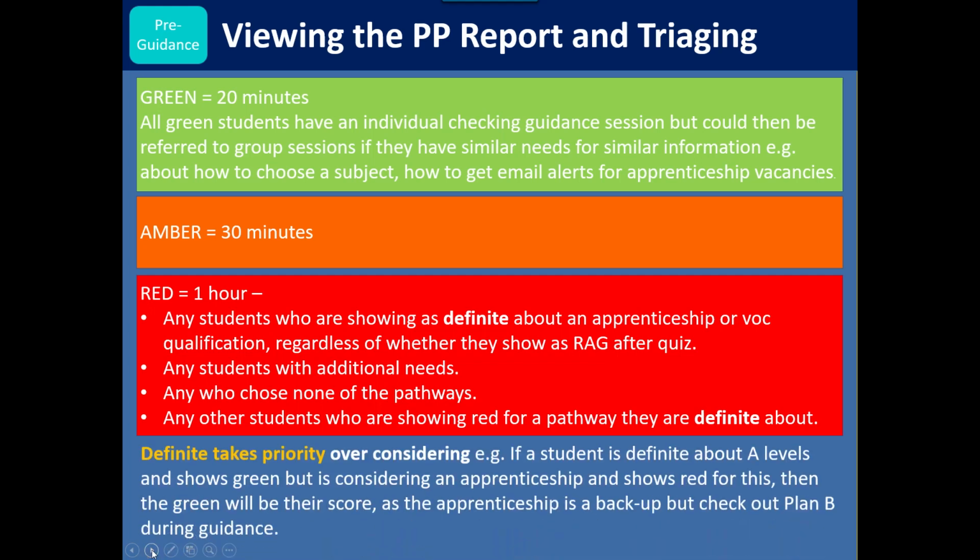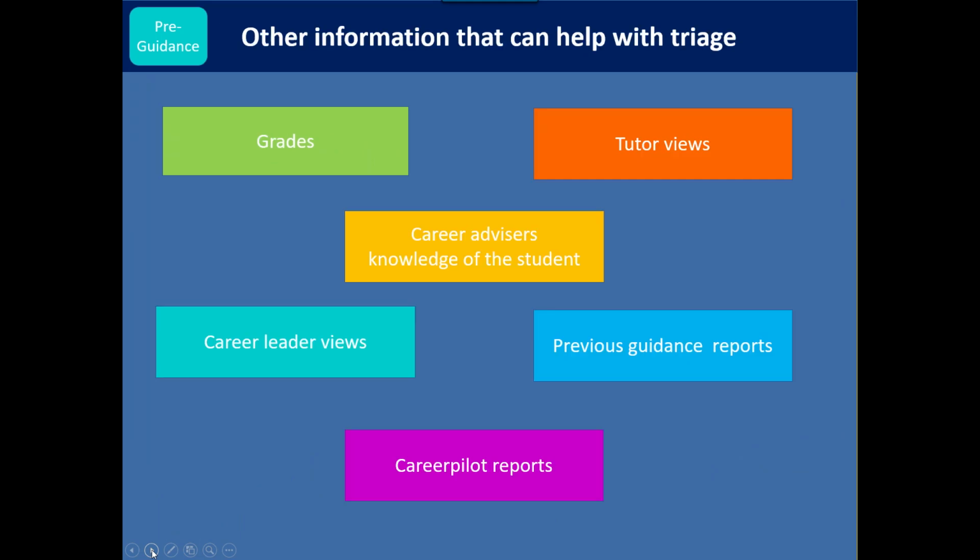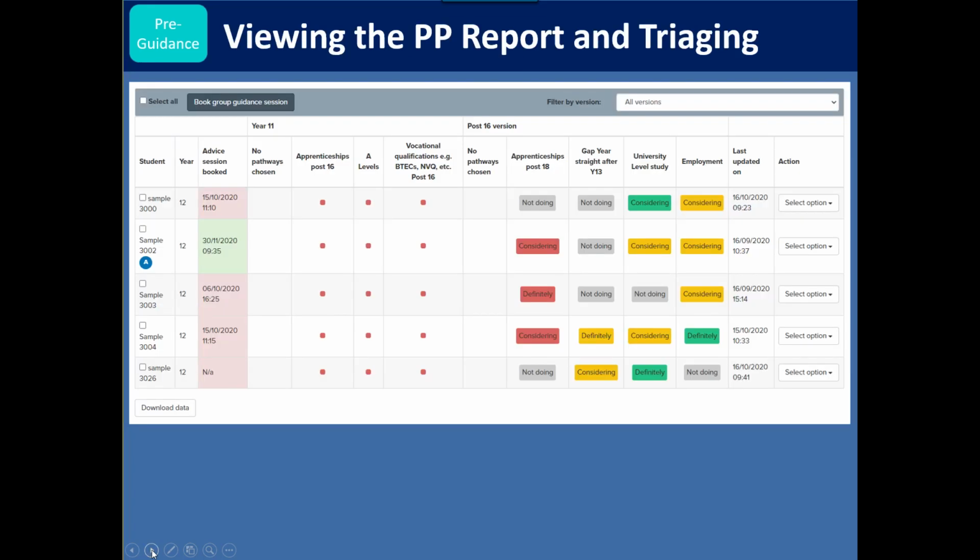And just to reinforce, that definite is top trumps and takes priority over considering. So you might want to look at other data as well. It's not just about the Pathway Planner. You might already know where they're predicted to get good grades or borderline grades. So you might want to take other things into account as well.